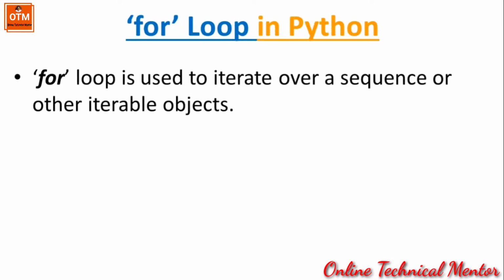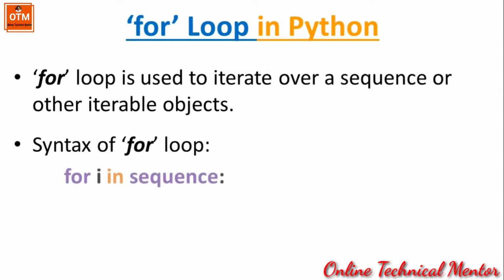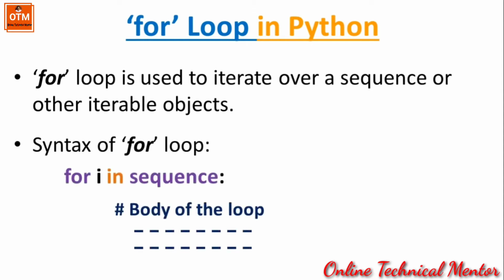For loop in Python. A for loop is used to iterate over a sequence or other iterable objects. Syntax of the for loop. Look at the syntax: for i in sequence, and there is a body. Look at the syntax carefully. For is the keyword, i is the variable, in is the membership operator, and there is a sequence. In Python, a sequence may be a list, tuple, string, etc. And after maintaining an indentation or a tab, if I write some lines over here, that means these lines are considered to be under the for loop.